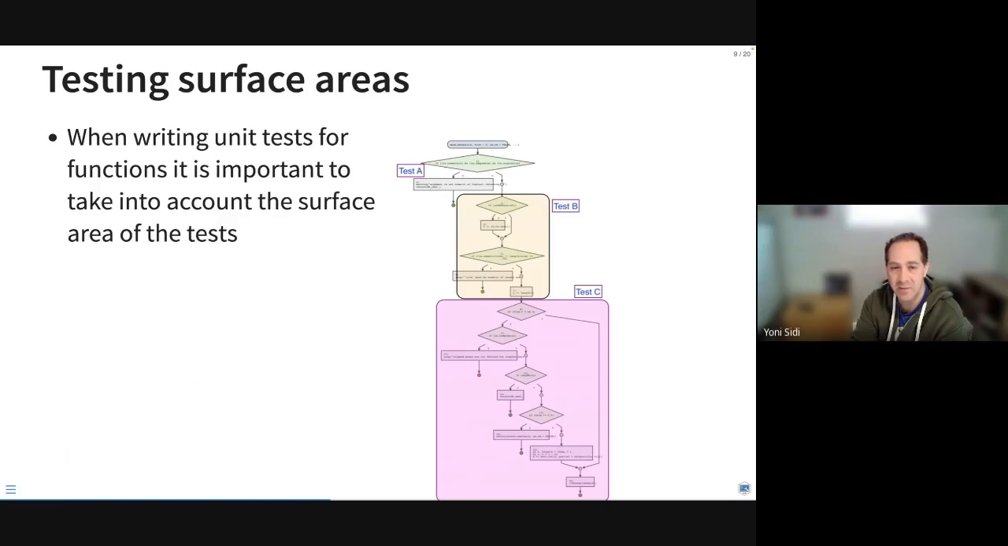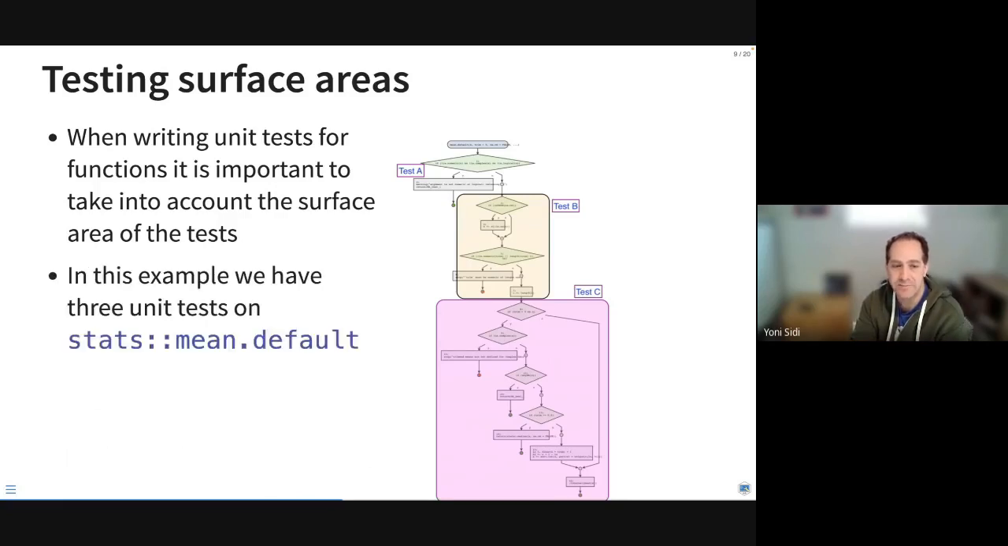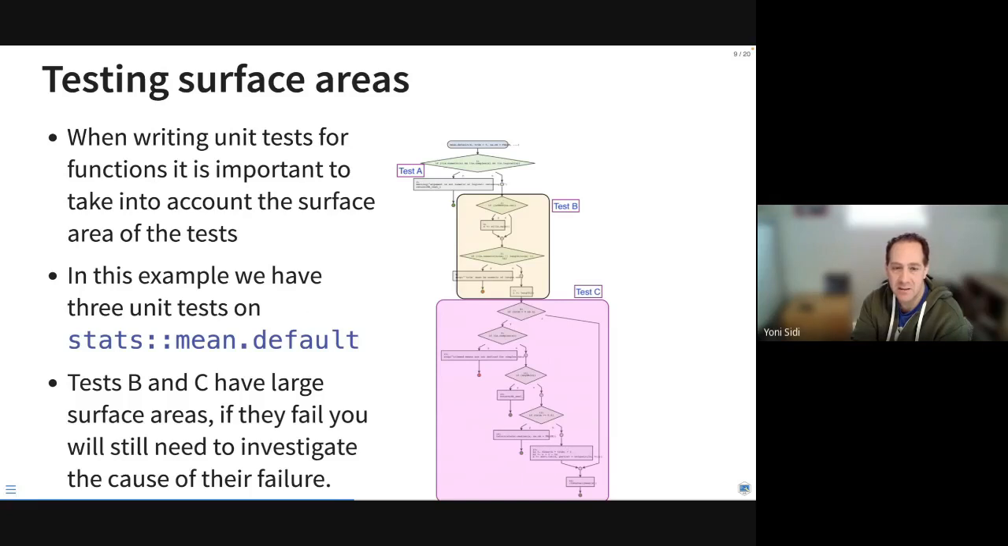So here we have an example of a function, the mean function in the stats package. The diagram here was created by a package called Flow, and you can find it on GitHub or on CRAN. What it does, it takes all of the code in a function and creates a flow chart of the decision points in the function itself. You can also then break down your function into different pieces and see what each unit test actually encompasses when you write it.